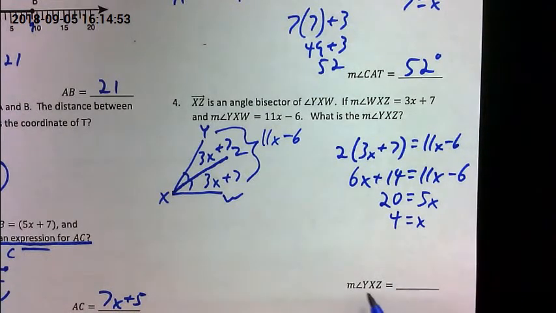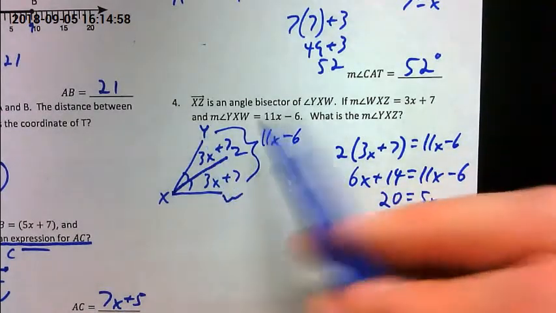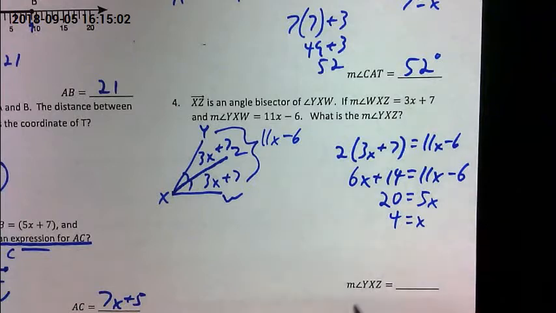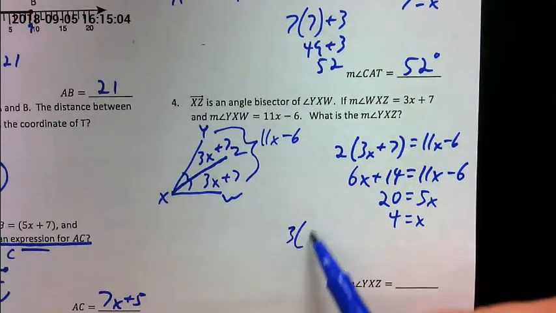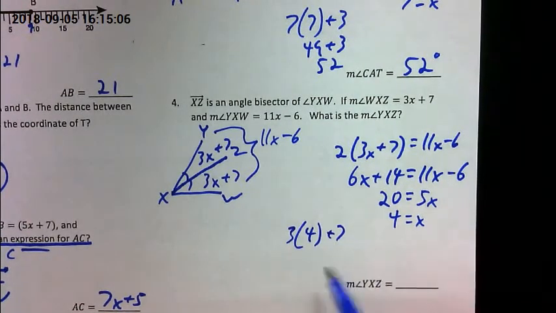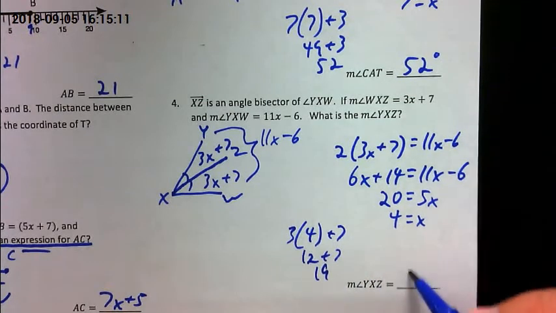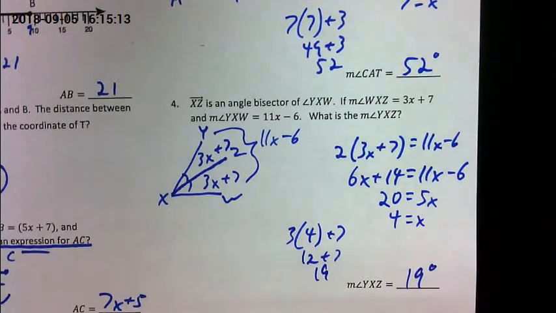What are we plugging it in for? YXZ. That's this top one. They didn't originally give it to us up here, but again, it's the same as the bottom one. So we're plugging it into that equation. So 3 times 4 plus 7. That's 12 plus 7, which is 19. Again, this is an angle measure, so it's in degrees.